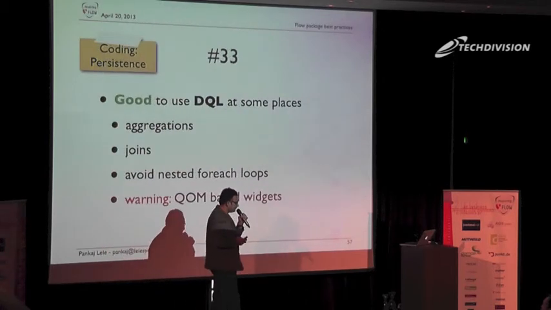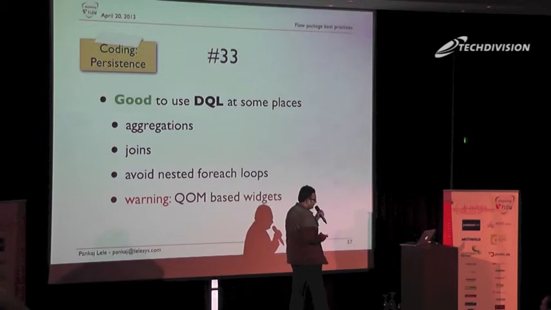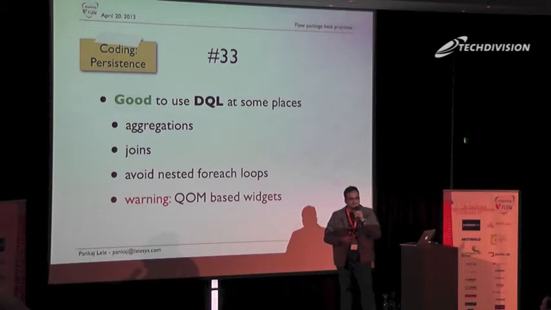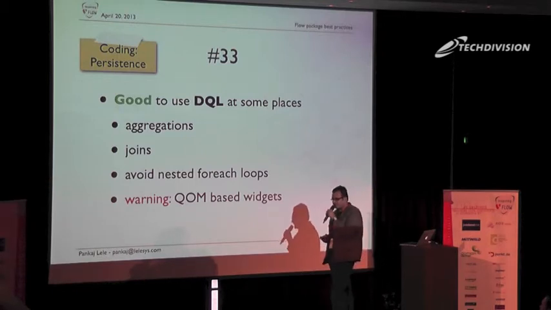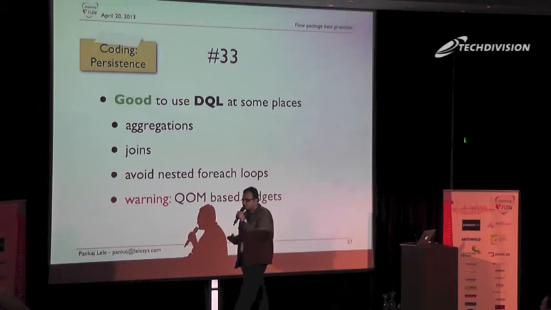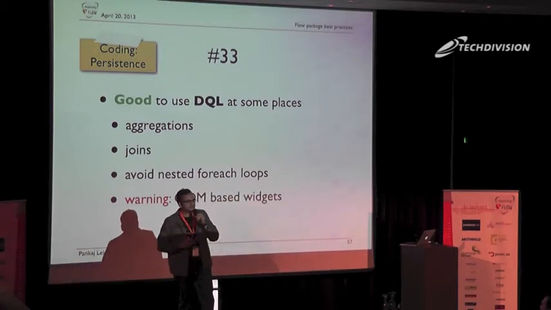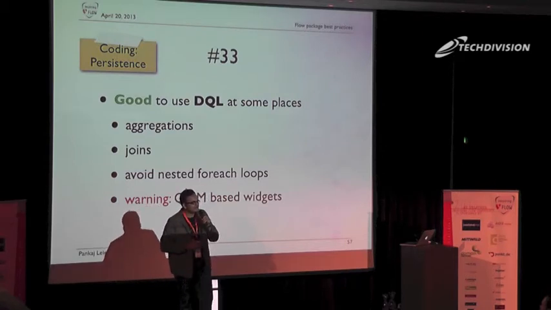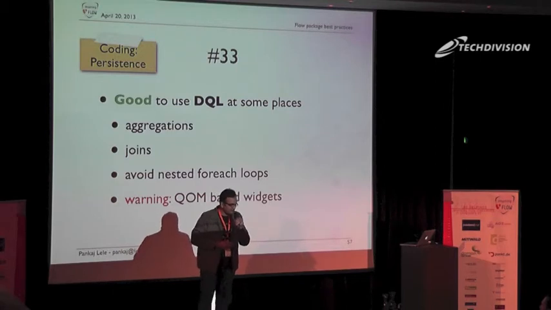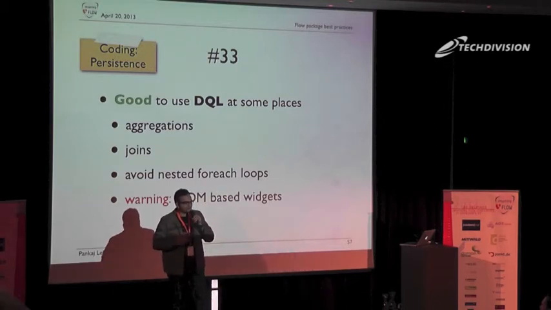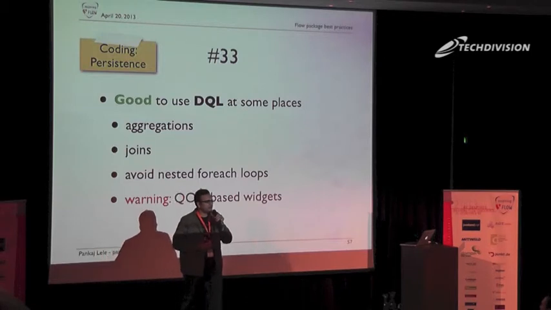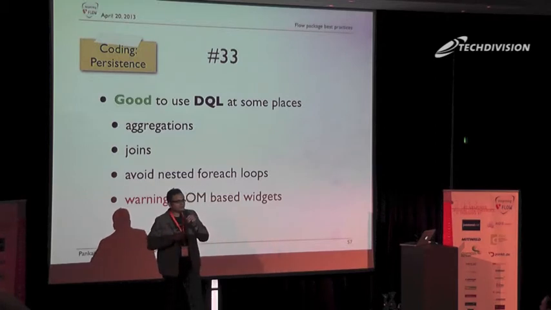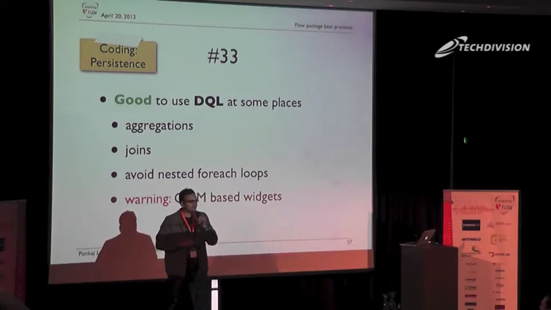At some places, you can use DQL queries, and for that you should change your repository class to the base doctrine repository class. I can suggest to use DQL not in every place, but in some cases like where you have aggregations, like you want to get sum or max, min, average, which is very quick from DQL. Or you have some complex join queries you can do with DQL. Overall, if you do not use DQL, you end up with many nested for each loops, which is not a good idea.